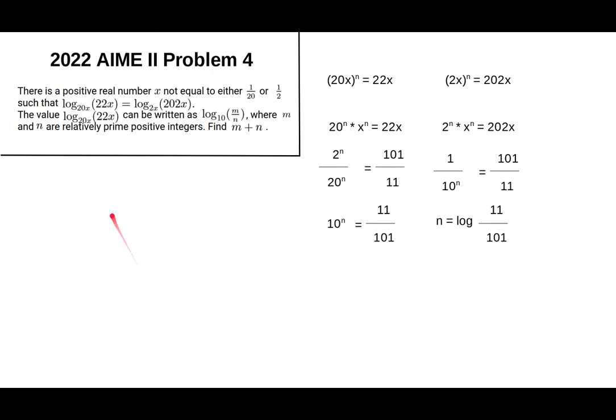And n is what we had to solve for, because it says the value log_{20x}(22x), and that value is equivalent to n. So n equals log of 11 over 101. So n can be written as log(m/n), and 11 and 101 are m and n. So we have to find m plus n, and 101 plus 11 is 113.